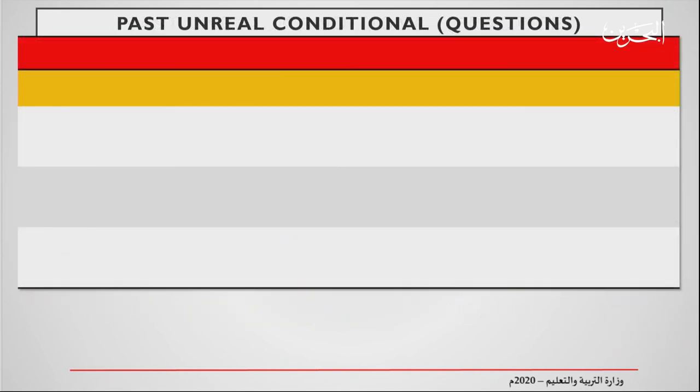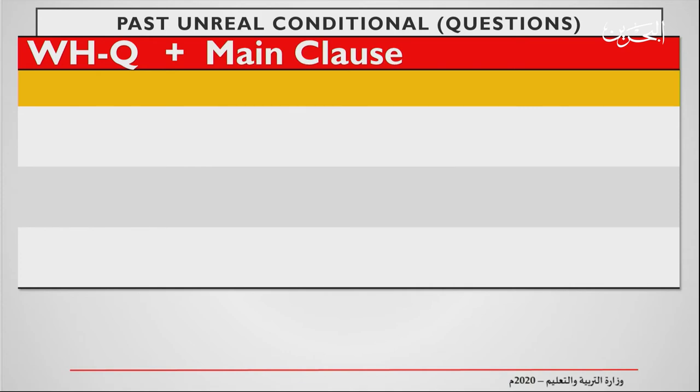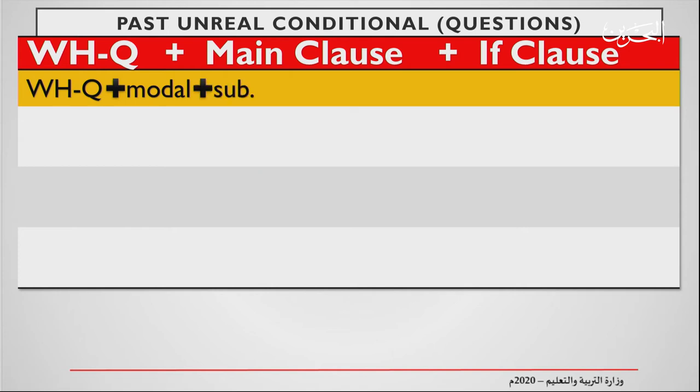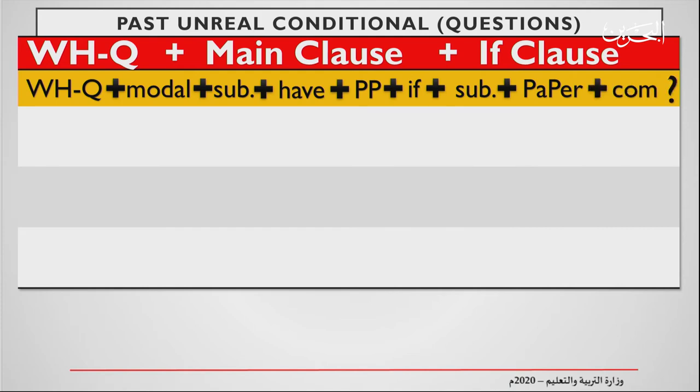Past and real conditional forming questions. So how to form a question? You need what we call the WH question word plus main clause and then the if clause, and you cannot switch these. So we start with the WH question word plus a modal plus a subject plus have plus past participle. Then if, a subject, past perfect plus complement and then a question mark.